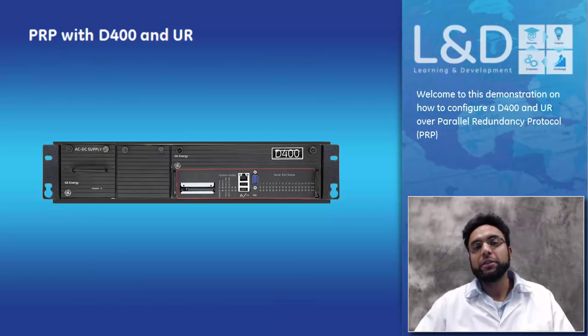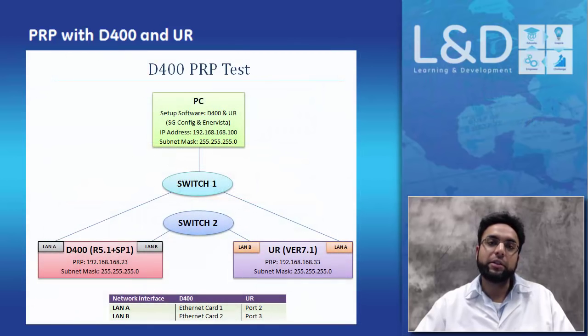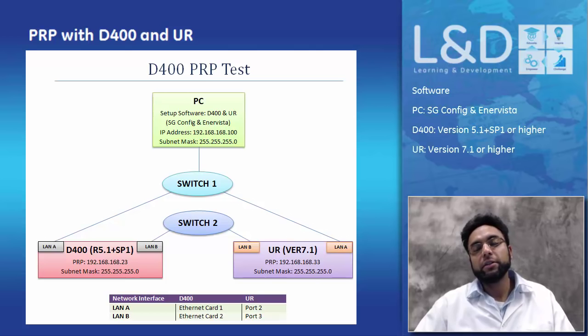I've worked on various SAS products like, for example, D400, D20MX, D25, and today I'm going to be giving you guys a demo on how to configure a D400 and a UR over PRP. D400 is a smart substation gateway. It can be used for monitoring and diagnostic purposes, also for fault recording, and Parallel Redundancy Protocol, which is PRP.